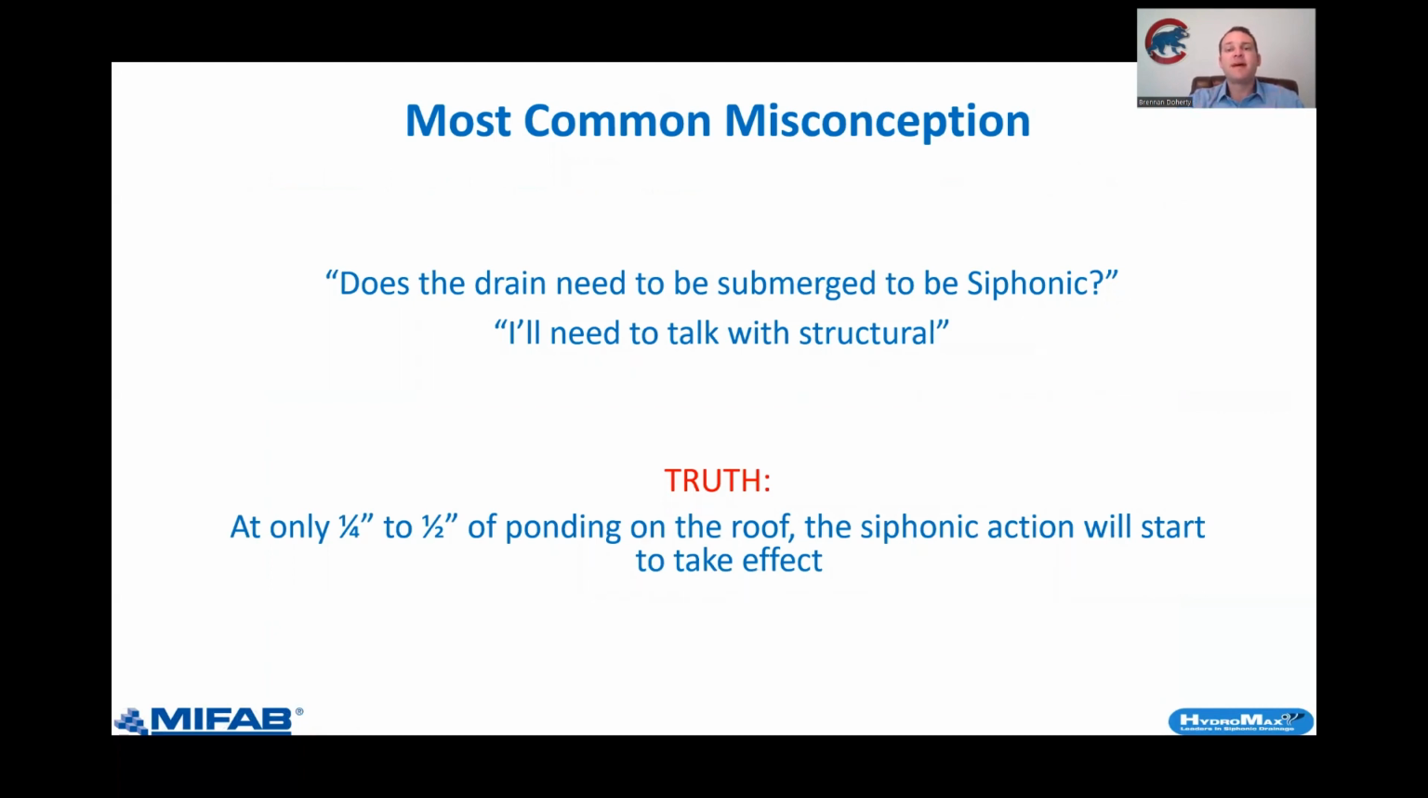The biggest misconception I hear, though, traveling across the country is, we need to submerge the drain so it gets to siphonic. That's going to be more water weight. We're going to have to talk to structural. Logically, I can understand, but it could not be further from the truth. Reality is, it only takes about 1/4 inch to 1/2 inch of ponding in order to achieve that self-scouring velocity.